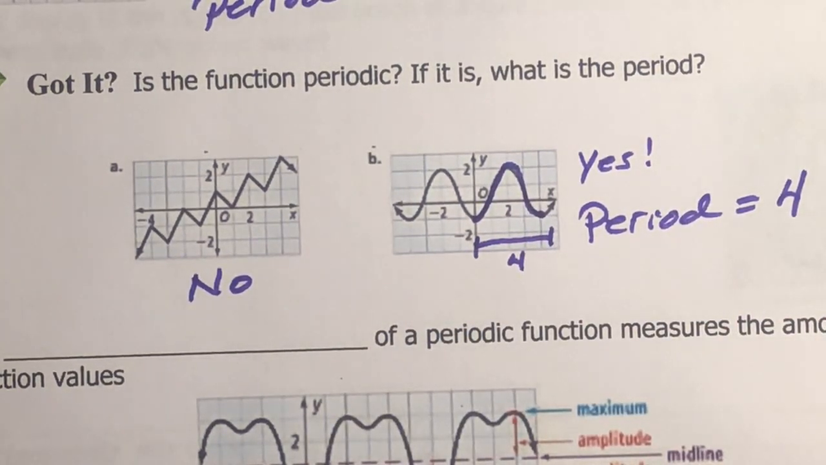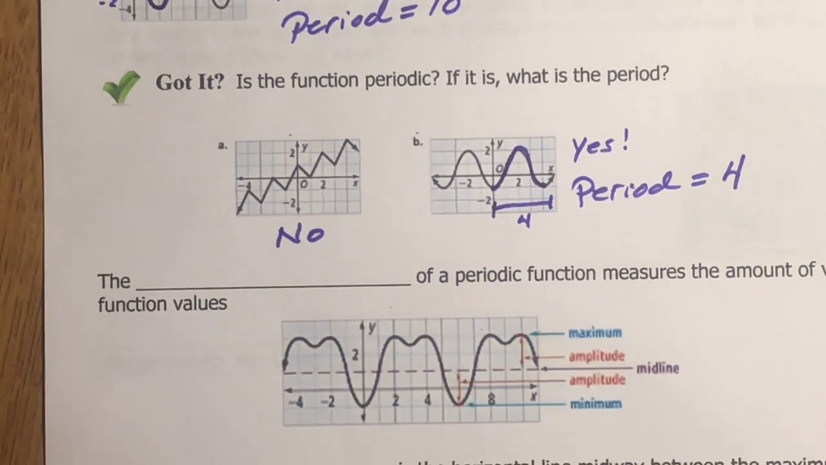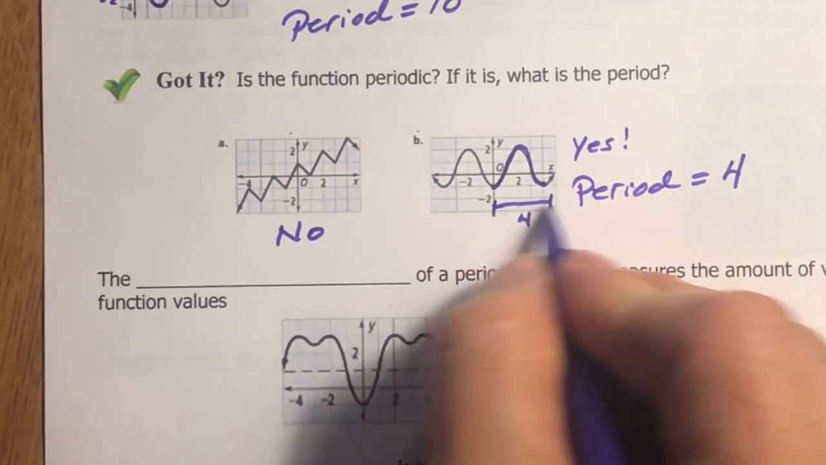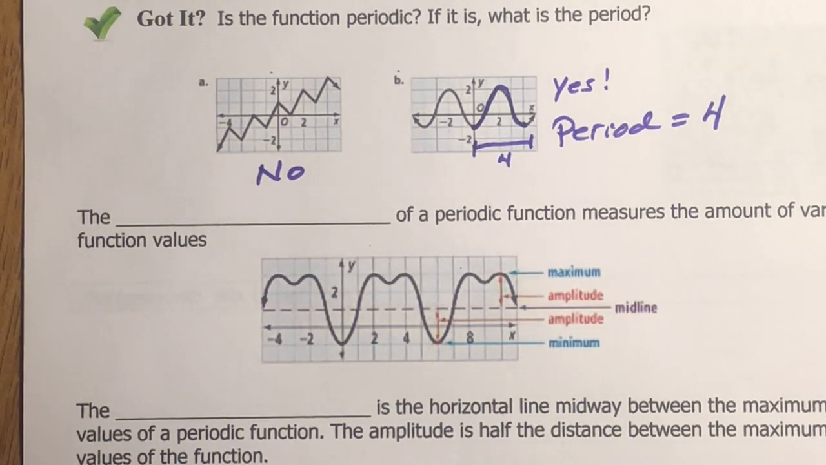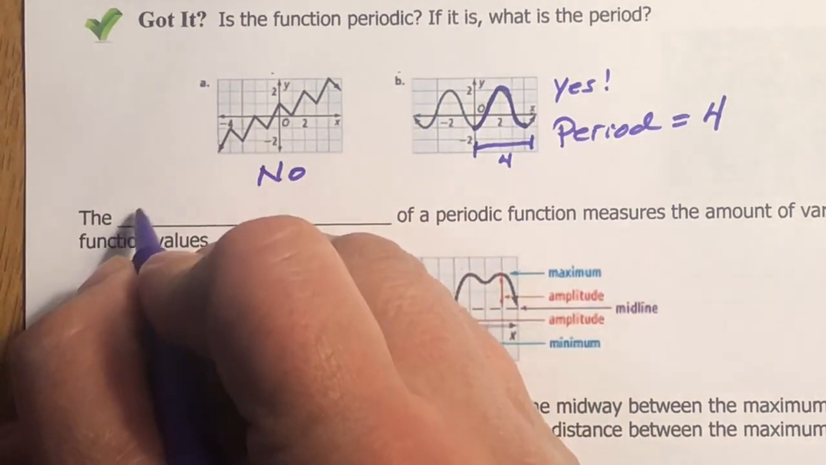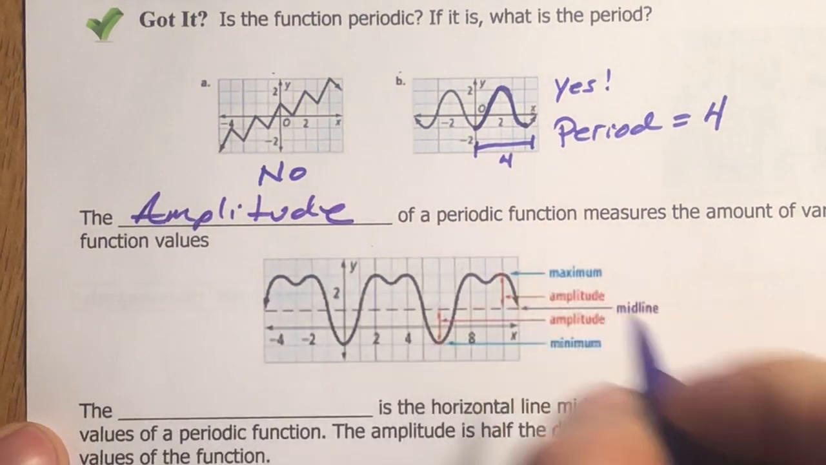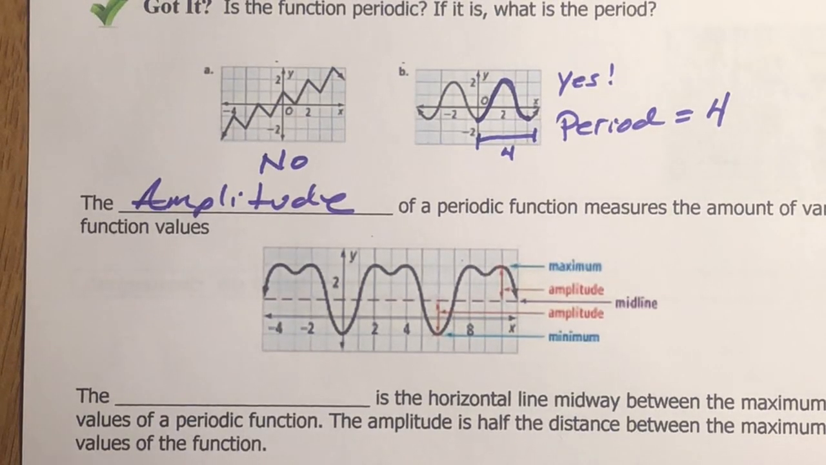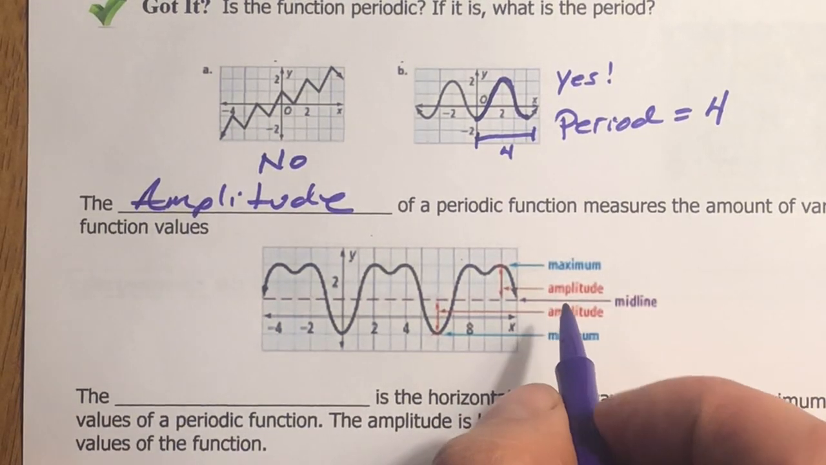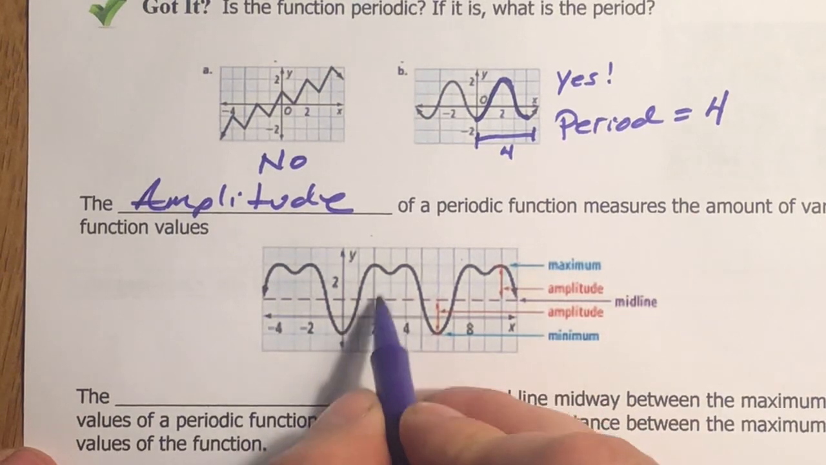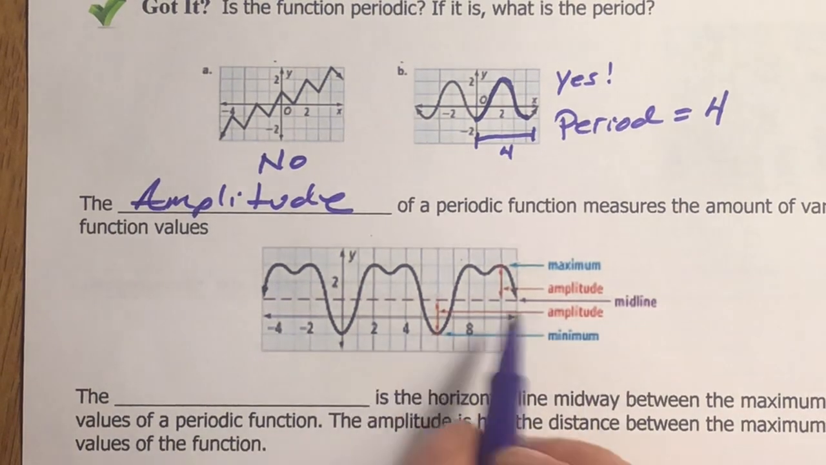All right, so far we have two really important terms: cycle and the period. We have another one, the amplitude. The amplitude of a periodic function measures the amount of variation in the function values. It kind of measures the height of your periodic function from the midline. So it's very important.